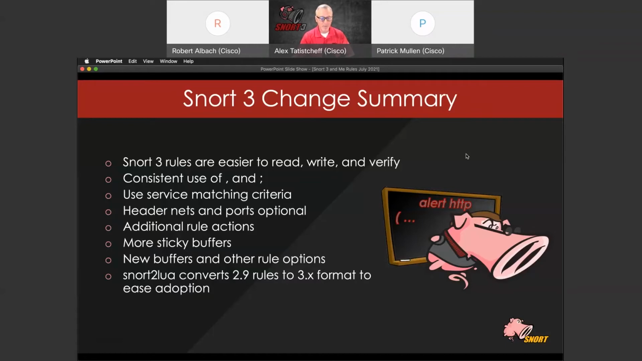Header networks and ports are optional. Wow, that's interesting. That's weird. Okay, we'll talk about that coming up. Additional rule actions. So we have some new actions, new keywords that you can use in the actions as well as within the body. There are more sticky buffers. So sticky buffers was a concept introduced a few years ago with the file data and the packet data keywords. I think are the only two ones in Snort 2 that I can think of. There are just a ton of sticky buffers or sticky keywords now in Snort 3. They just went all whole hog.